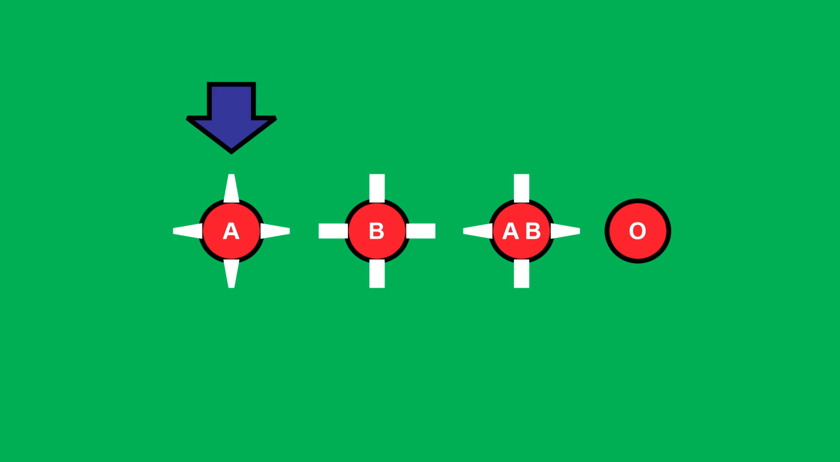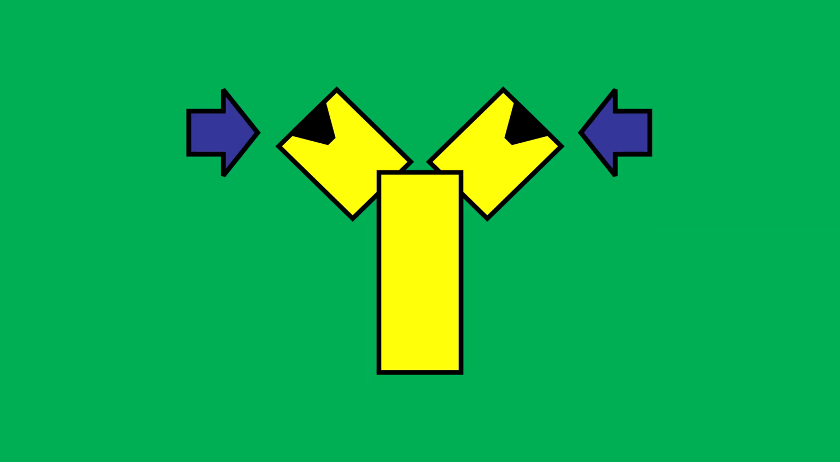Blood type A will have an A antigen on its surface, represented by a triangle shape. Blood type B will have a B antigen on its surface, represented by a square shape. Blood type AB will have both antigens on its surface, represented by a triangle shape and a square shape. Blood type O will have no antigen on its surface.